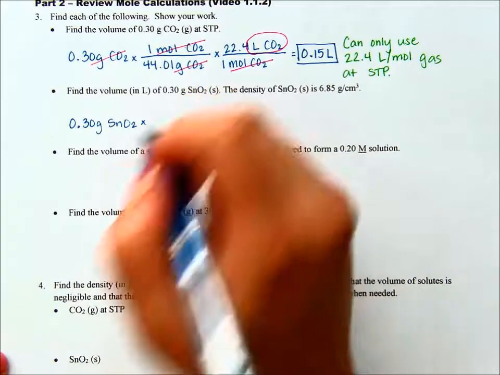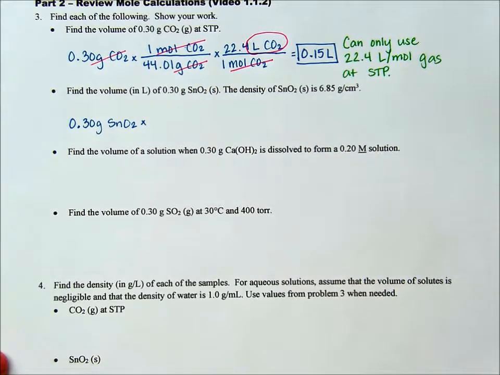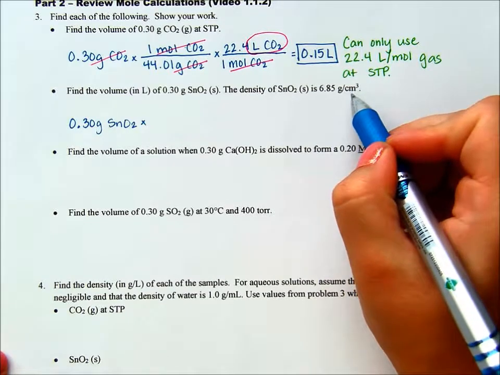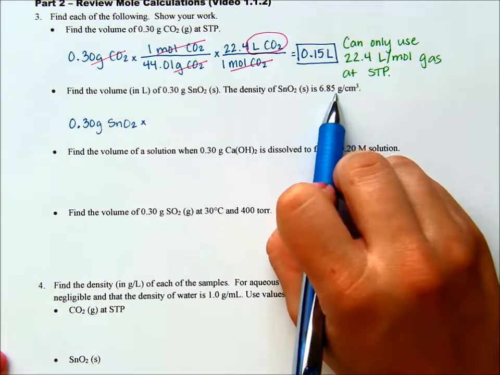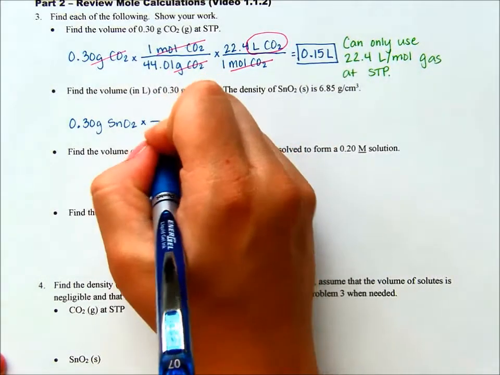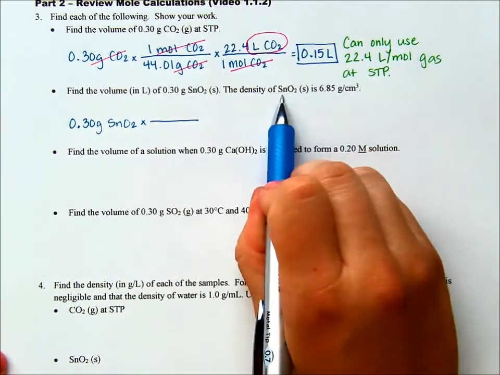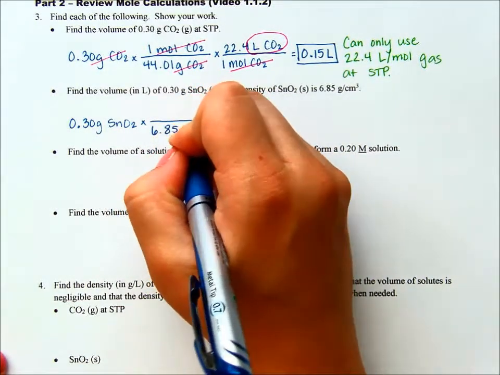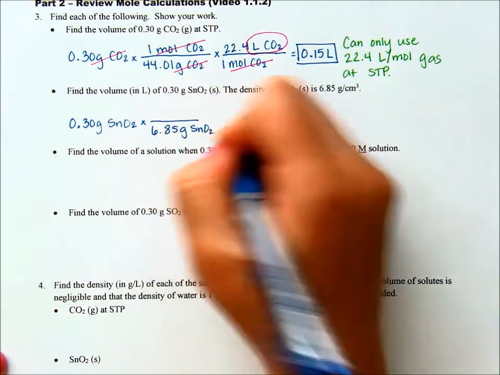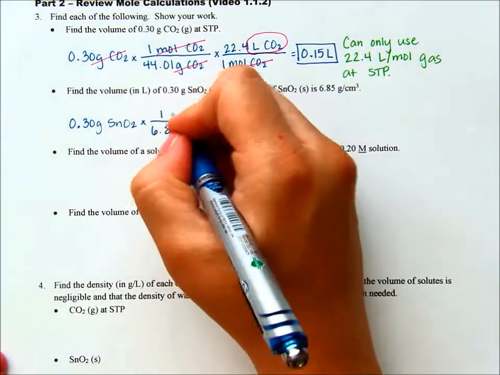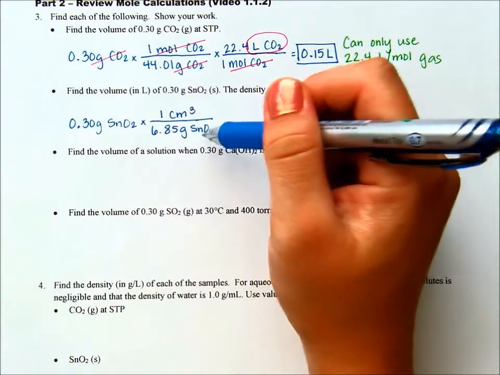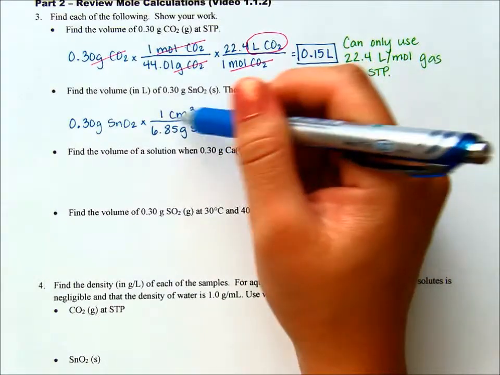And I'm going to go from my grams to volume. So this part's a volume. So this is going to be really simple. The only thing I need to do here is use our density as a conversion factor. So we know that the density of SnO2 is 6.85 grams per cubic centimeter. Okay, so now I've canceled out my grams of my substance, and I'm left in cubic centimeters of it.